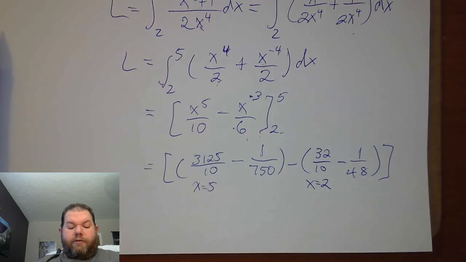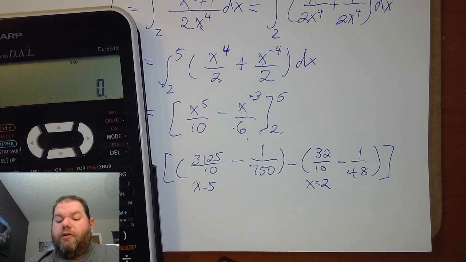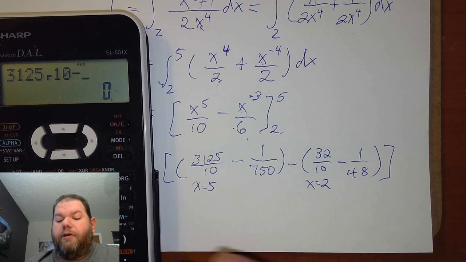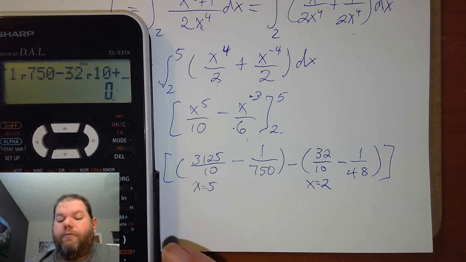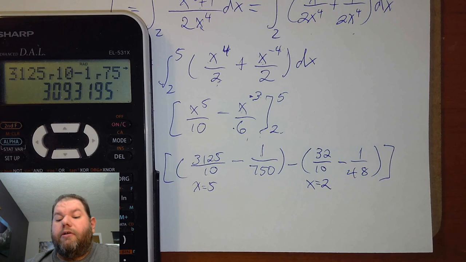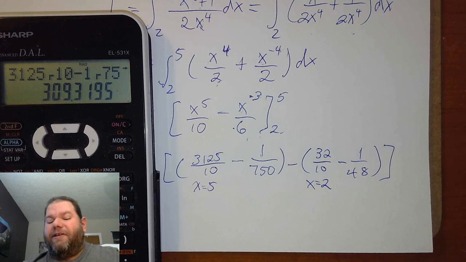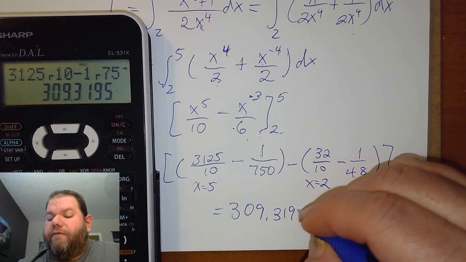I don't know. Anyway, so we just leave the answer as a decimal. Well, actually, my other calculator should do the fraction better. Sorry about that. 3125 over 10 minus 1 over 750 minus 32 over 10 plus 1 over 48. Nope, it did the same thing. We'll take that as the answer then. So that's 309.3195.